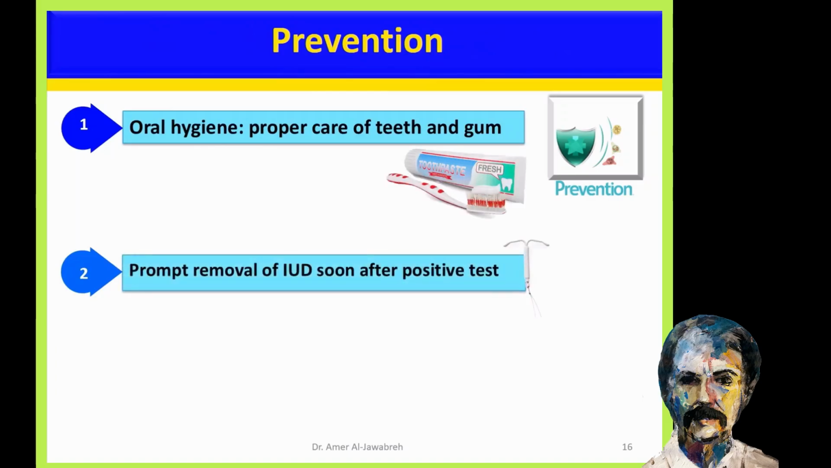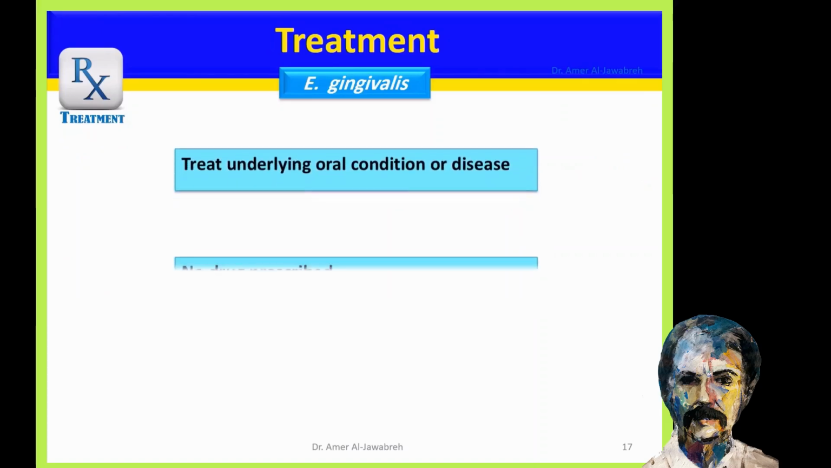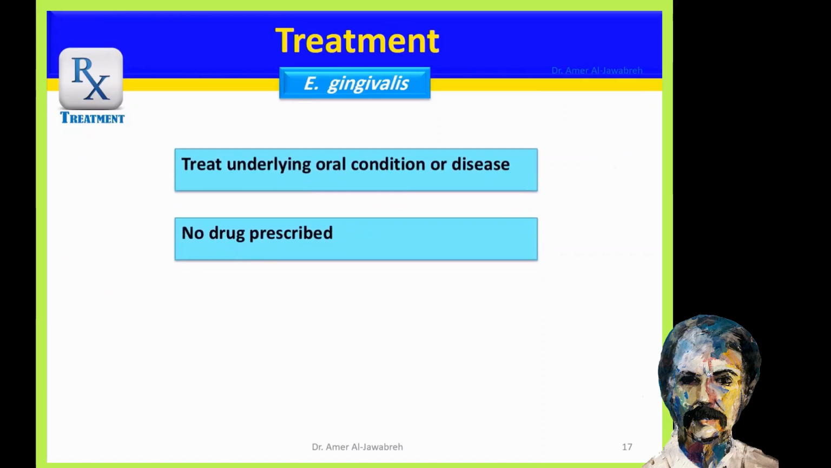So how do we prevent this infection? Simply, you have to have good mouth hygiene: brushing teeth daily, good oral hygiene. And if the lady has this parasite, Entamoeba gingivalis, then she has to remove the IUD. Treatment: no drugs. The only thing you have to do is to remove the underlying, original cause. A very bad oral hygiene, so just clean your mouth by regular toothbrushing.